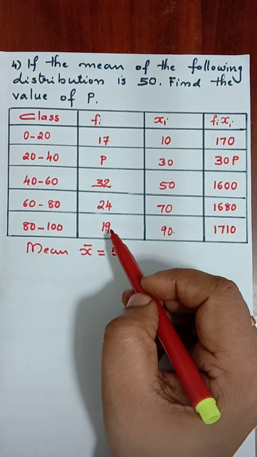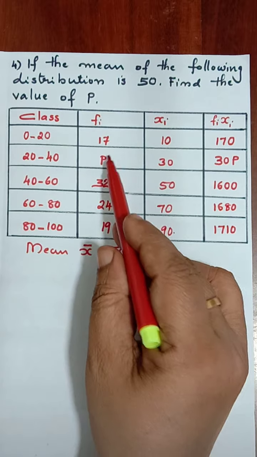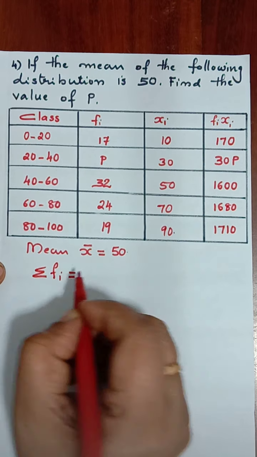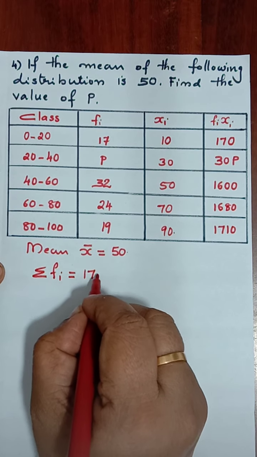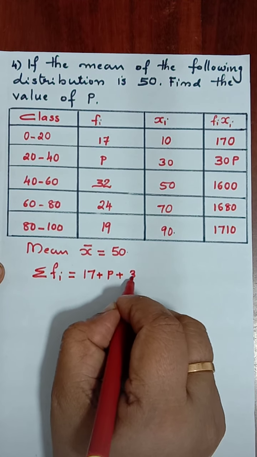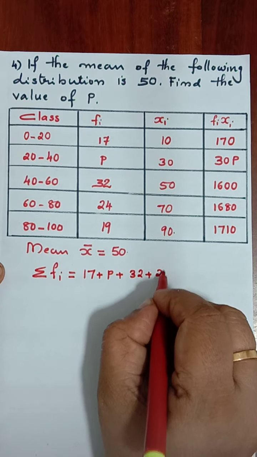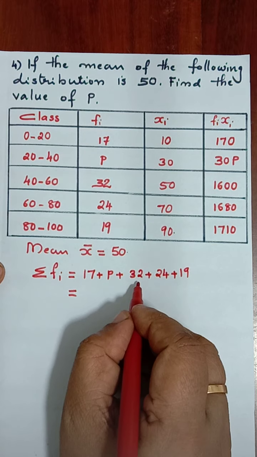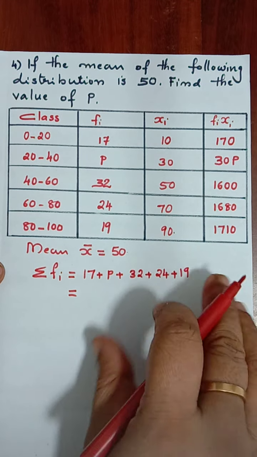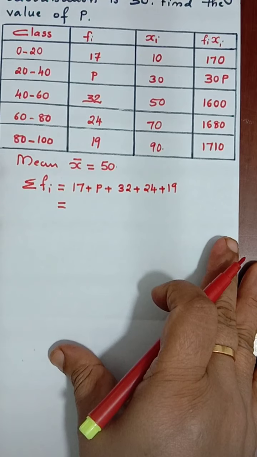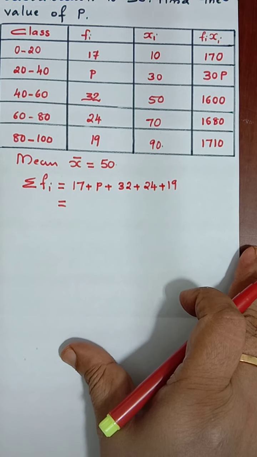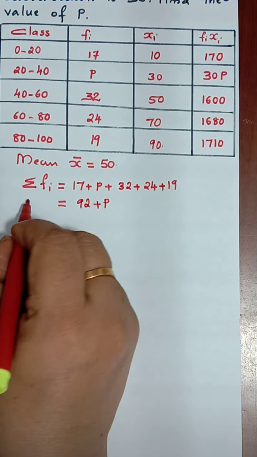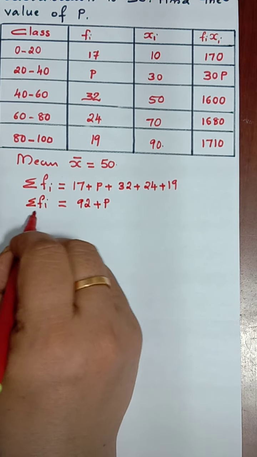So here we have to take sigma fi. What is sigma fi? It is not given to us. So total frequency is not given. Here we are going to consider sigma fi is equal to 17 plus P plus 32 plus 24 plus 19. So we are adding the numerals now: 17 plus 32 plus 24 plus 19. Add all and you will get the value 92 plus P. This is your sigma fi.